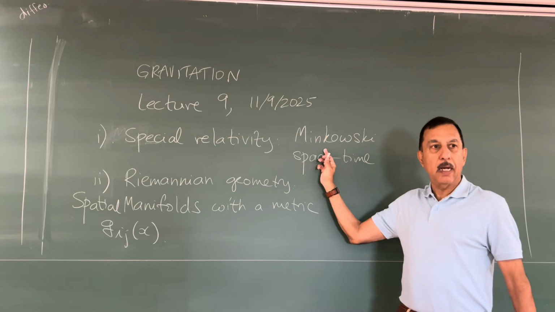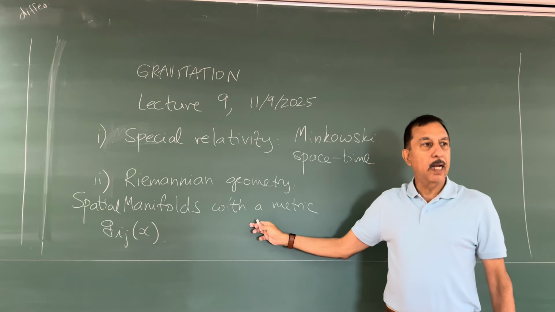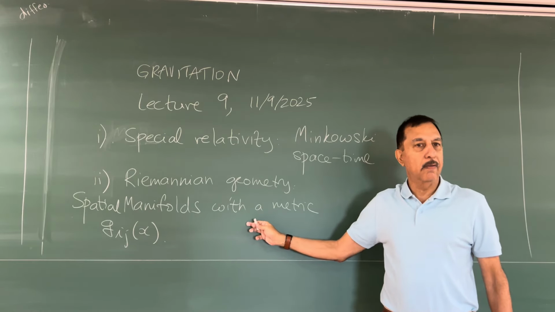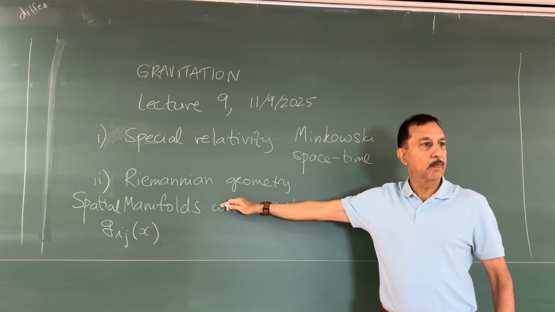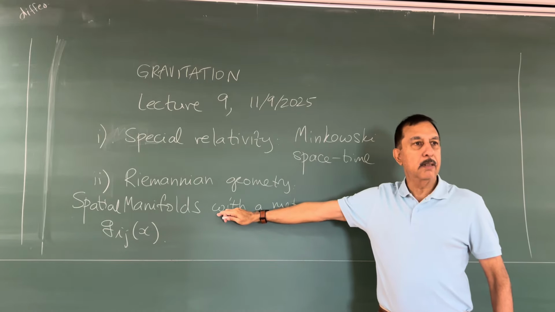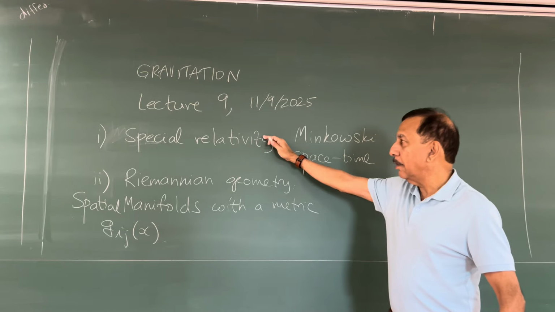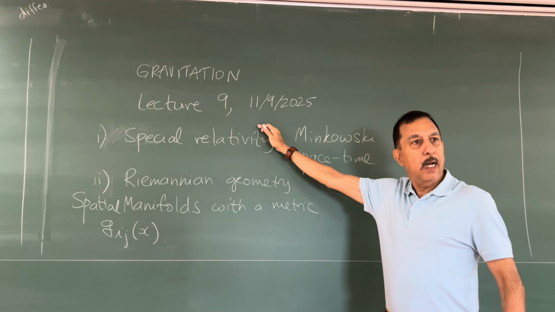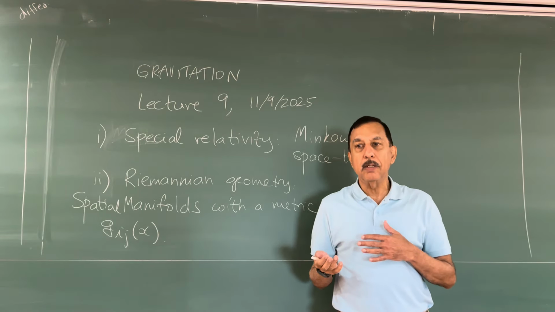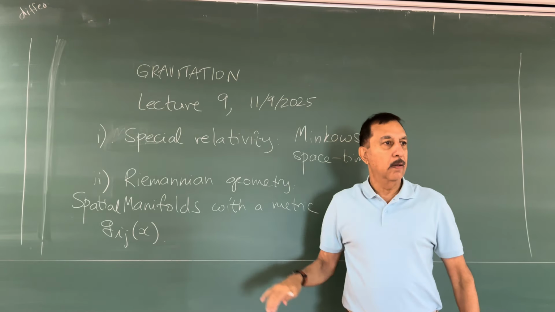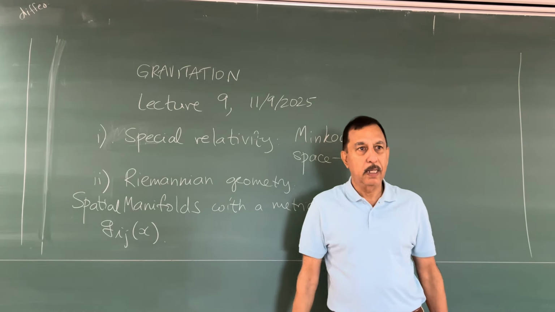Now, Minkowski spacetime is four-dimensional. It has x, y, z, and t. But the Riemannian manifolds we discussed are three-dimensional. They only have x, y, and z. So these two discussions have no overlap. This concerns space, which is more general than flat space. This concerns ordinary space, but augmented with time and with some symmetry under change of frames of reference from one frame to another, keeping the laws of physics invariant.